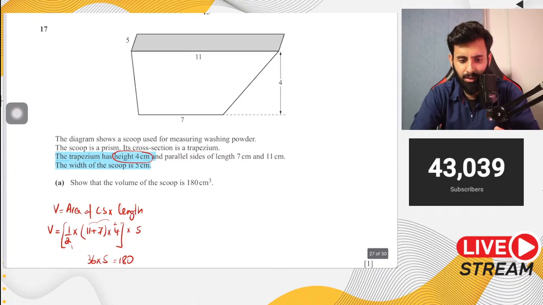Okay, so what shape do you get every time you slice it? Okay, that is what your cross section is.